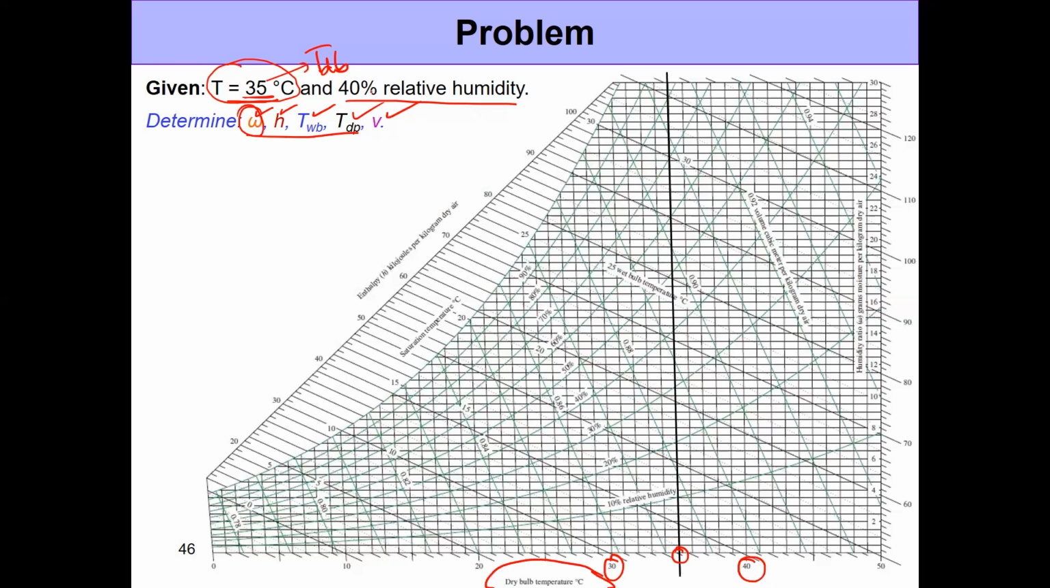Okay, so this line represents all the states that lie on 35 degrees Celsius dry bulb temperature. Now we're looking at something which also has a 40% relative humidity. So we're looking at lines of constant relative humidity. Which are these lines, right? So this is 90%, 80%. We go on till we find this line right here, which is 40% relative humidity. So let's go and see where it meets. Okay, so this is the point where the dry bulb temperature of 35 degrees Celsius meets with 40% relative humidity. So this is the point that we're looking for.